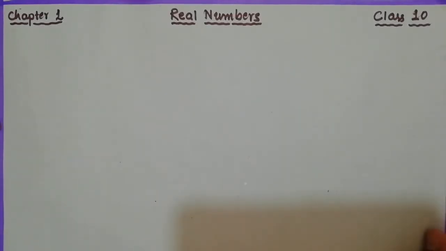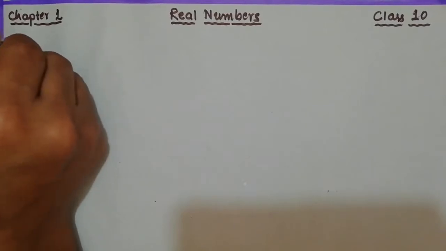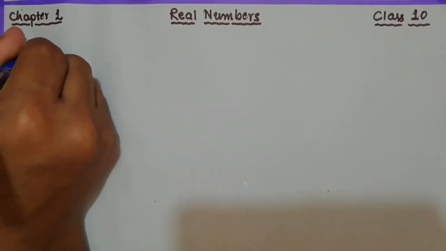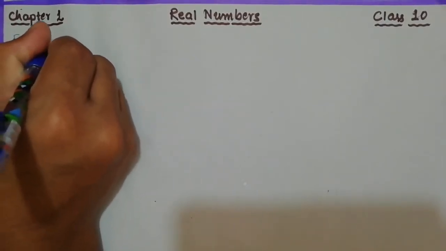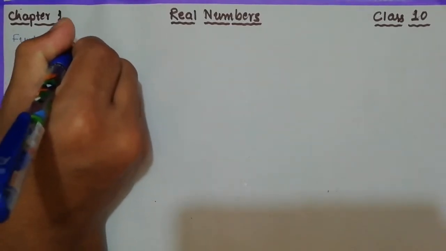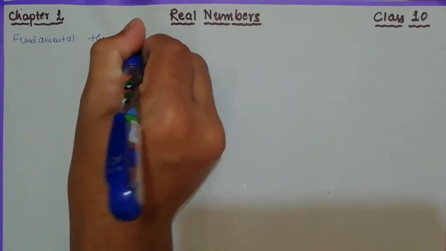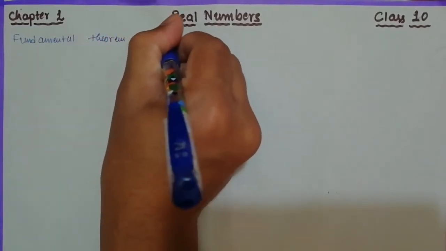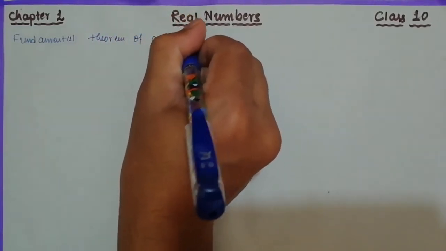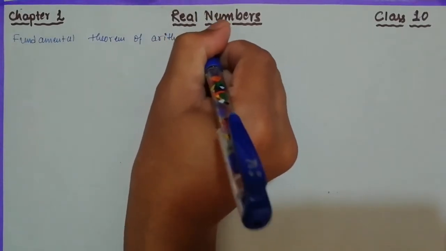In this class, I'm going to revise chapter 1, that is the real numbers. So the first topic we have studied in this chapter is the fundamental theorem of arithmetic. Okay, so this is the first topic, fundamental theorem of arithmetic. So now let us recall, what does it actually say?